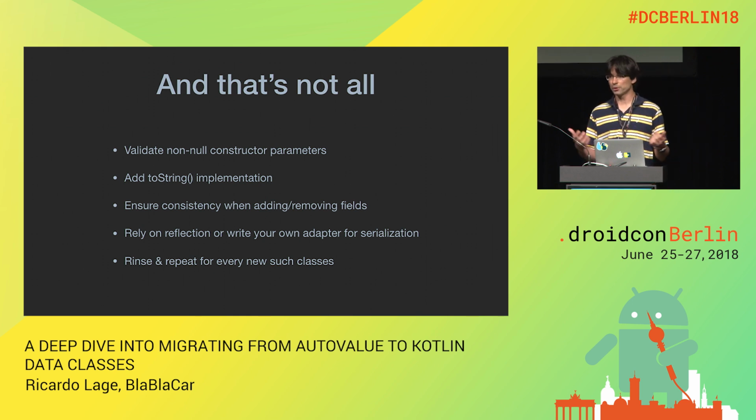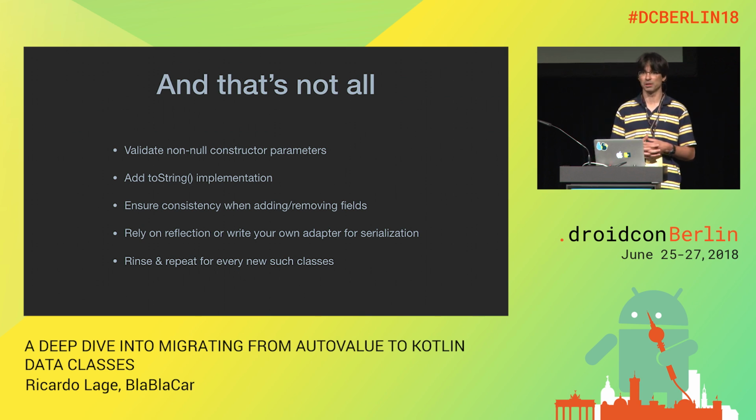So if we want, we could also annotate the non-null fields. We didn't add the toString implementation to that class. If we remove or if we add a field, we need to ensure the consistency of the implementations of hash code, of equals, and so on. If we are doing serialization with this class, we need either to write our own custom adapter or rely on reflection and repeat this for every new class that we want to behave the same way.